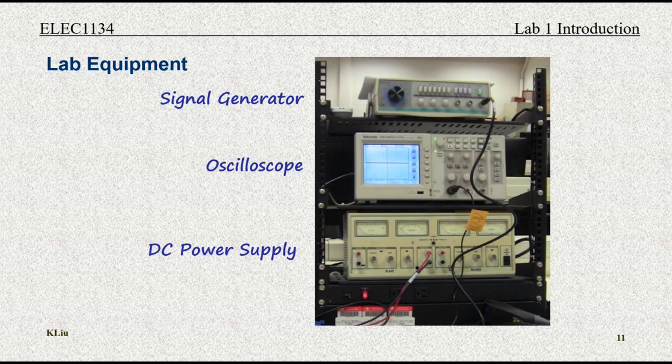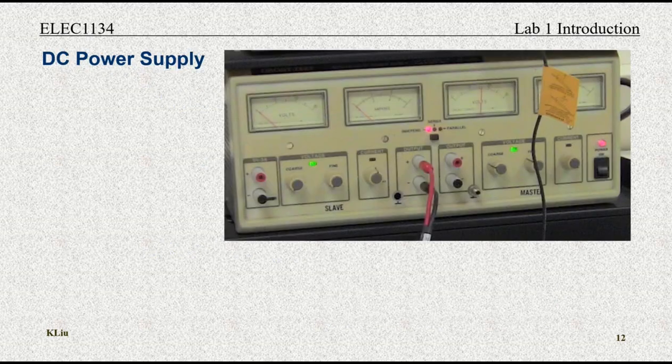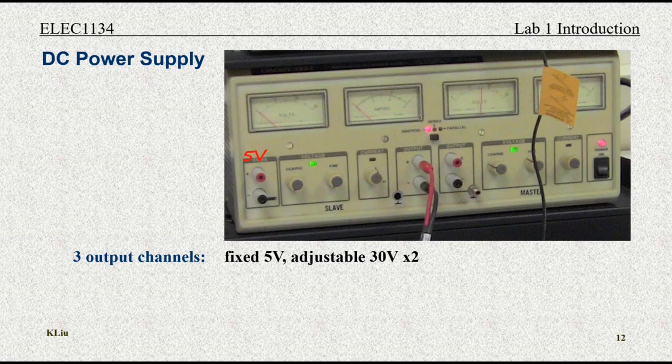Let's get to know more about it. The DC power supply has 3 output channels: 1 channel of fixed 5 volts, and 2 channels of adjustable voltage. Here are the 2 terminals of the fixed 5 volts channel. The red one is positive and black is negative. Here are the 2 terminals of one adjustable output channel. Its voltage range is from 0 to 30 volts.